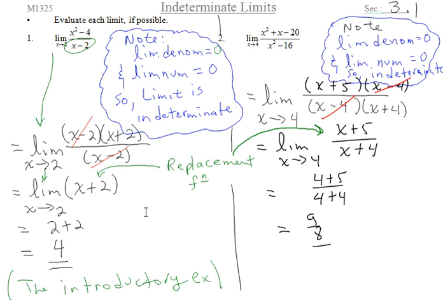So we'll put a little note here. This is a rational function with 4 in the domain.